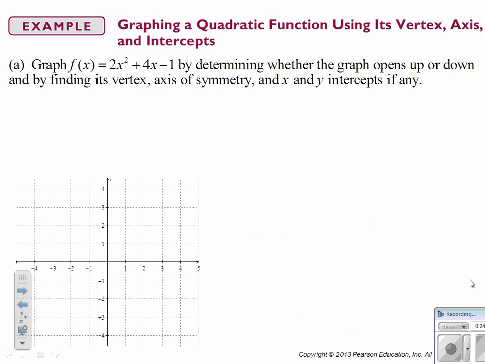All right, let's graph another function, 2x squared plus 4x minus 1, by determining whether the graph opens up or down, and by finding its vertex, axis of symmetry, and x and y intercepts.